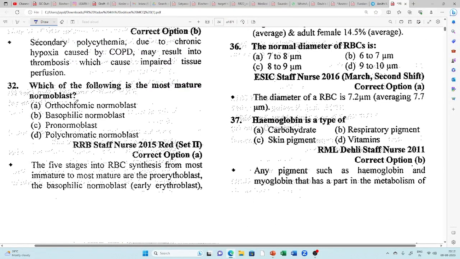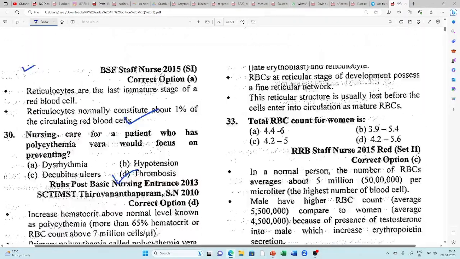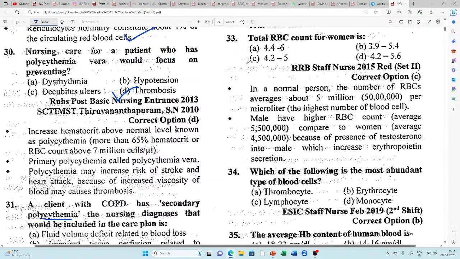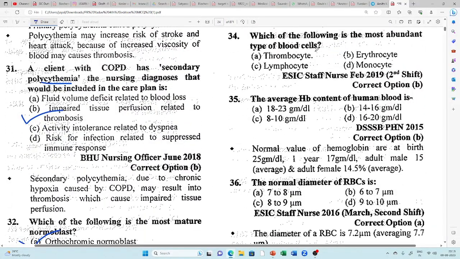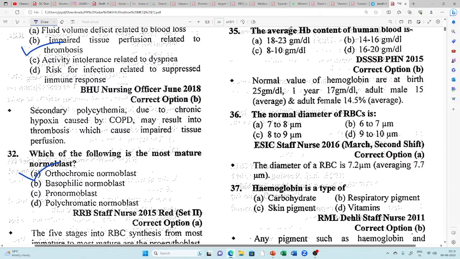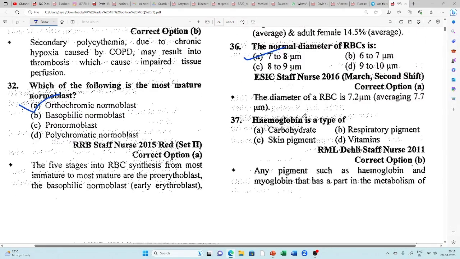Next one, which of the following is the most mature normoblast? This is a very rare question. The most mature normoblast is the orthochromic normoblast. Next one, the total RBC count for a woman is 4.2 to 5, that is 4.5 to 5 lakh. Next, the most abundant type of blood cell is RBC, otherwise known as erythrocyte. Next, the average HB count of human blood is 14 to 16 gram per dL. Next, the normal diameter of RBC is 7 to 8 micrometer.